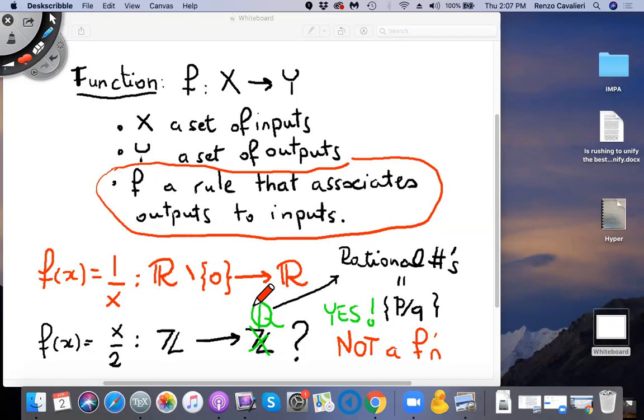Oh, okay, that makes sense. Yeah. So it produces some output, but it's not part of what you have decided you want the output set to be. Okay. Just like in the first example, the one that I wrote in red, the 1 over x example, the issue was with the input set, right? The rule that we wrote did not produce an output for every input. So we threw away the 0 and then it became a function.